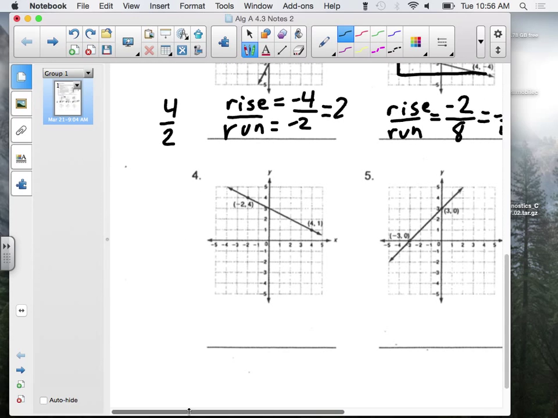Time to do number 4 in the row. Yep, you guys can do this. And it's okay if we pick different points than other people. I think most of them are down, well, not all of them, some of them have been.